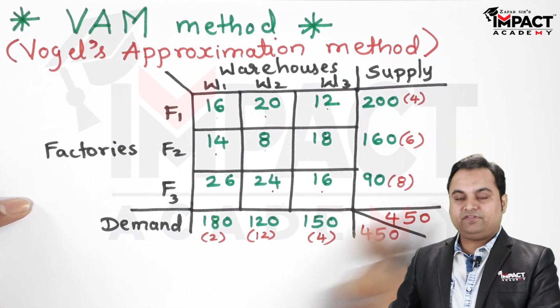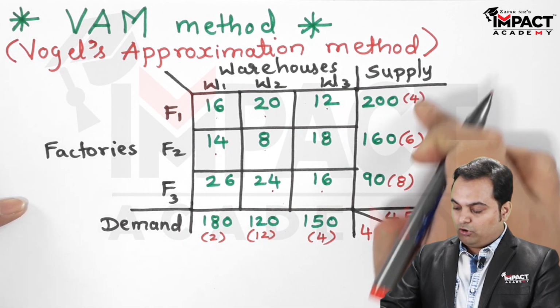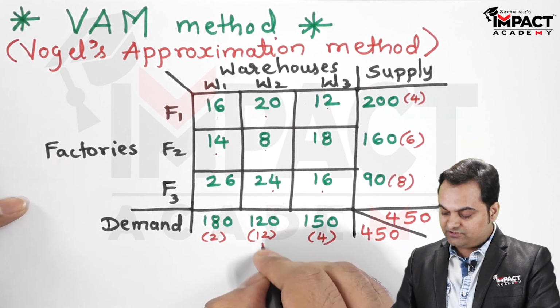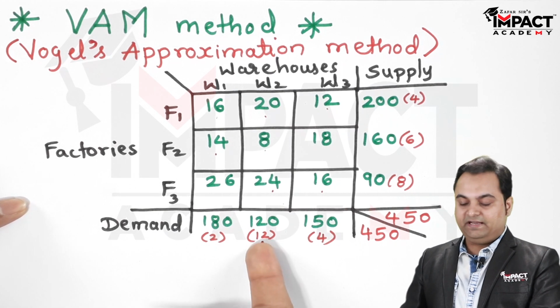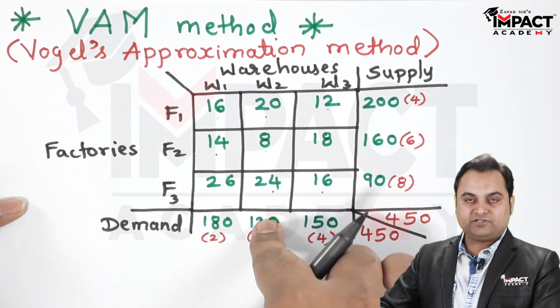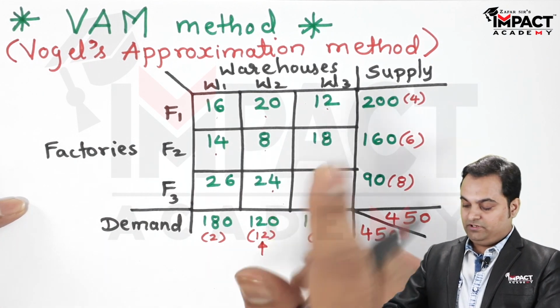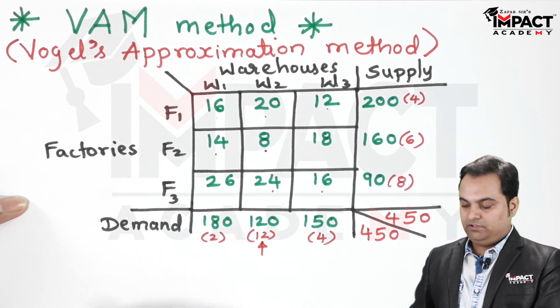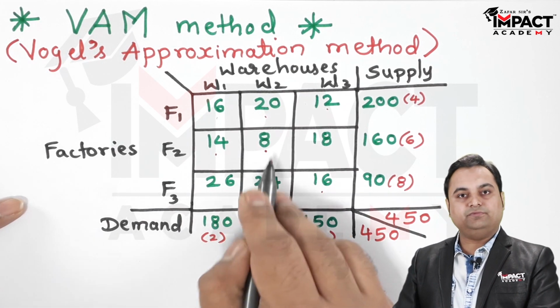Now once the differences have been taken, from all the differences, take the maximum difference, and here the maximum difference is 12. So point an arrow towards this column. Now since the arrow is pointing towards this column which has the maximum difference, in that take the minimum cell. So the minimum cell has value 8. So we have to start the problem from this cell.